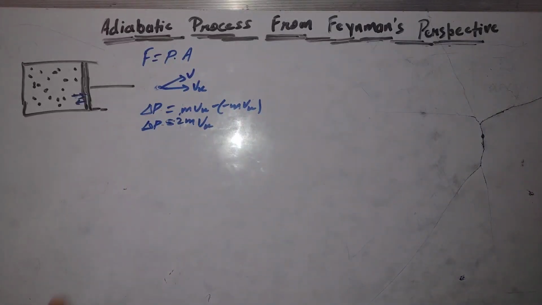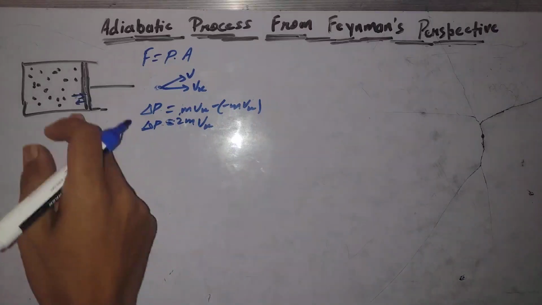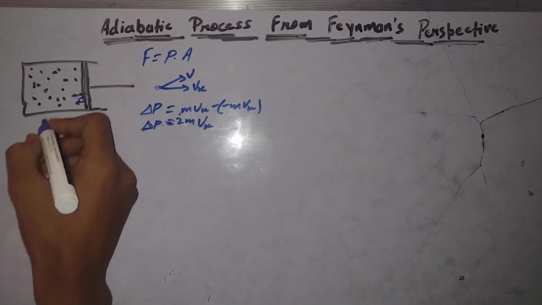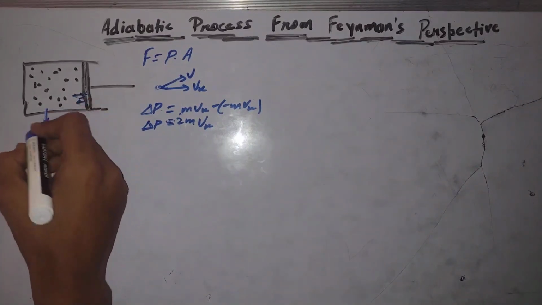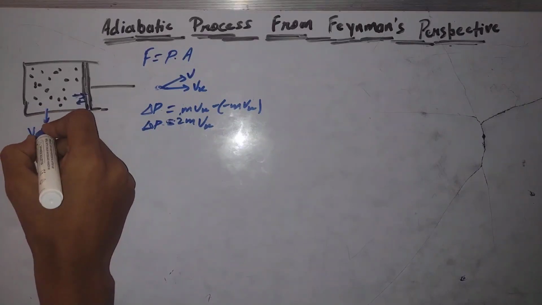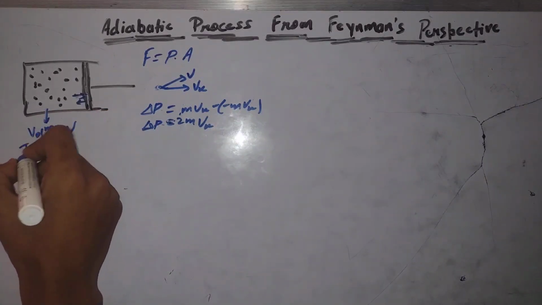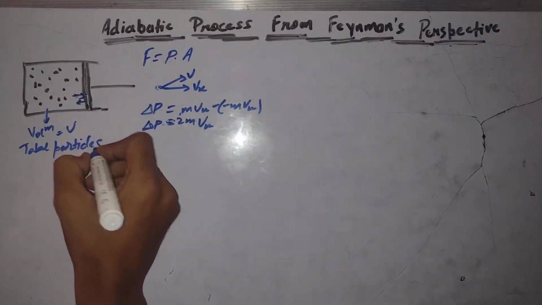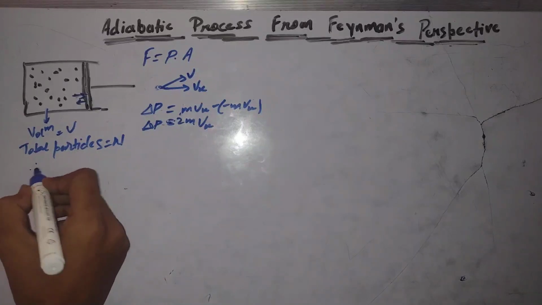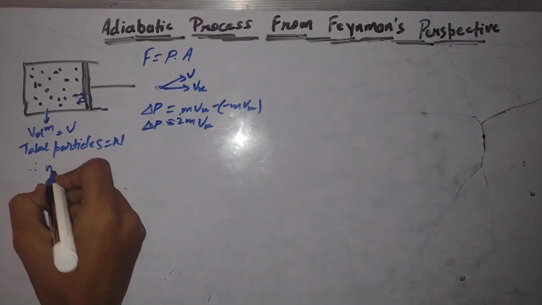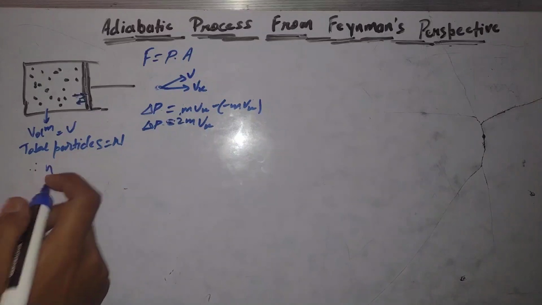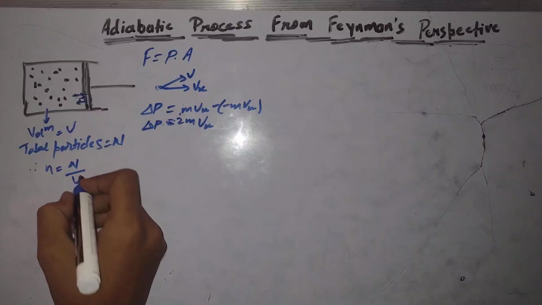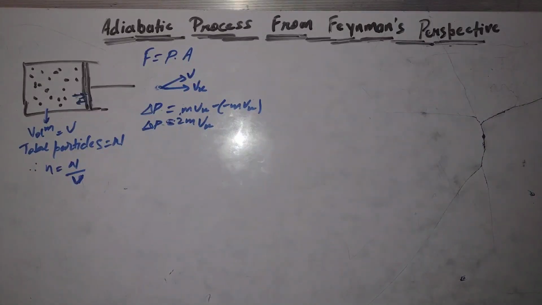Now how many particles will hit this piston in 1 second? Let's say that there are N particles in total. For that, let's imagine that the volume of this container is V. Therefore the number of particles per unit volume is defined as small n, which would be the total number of particles N upon the volume of the container V.